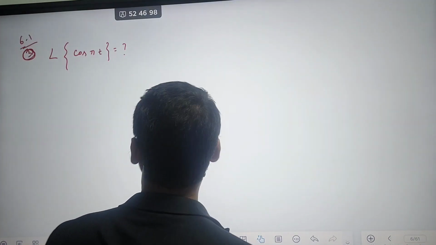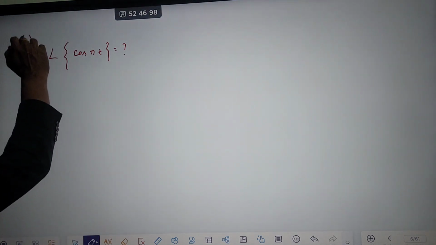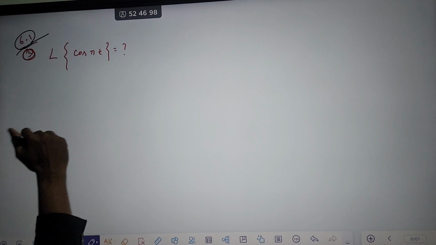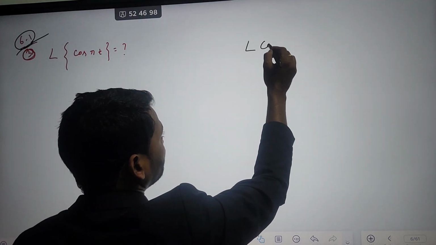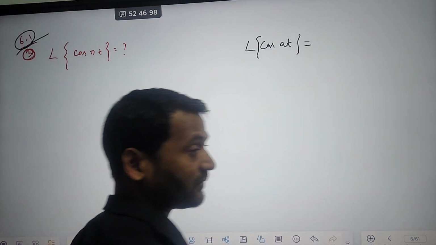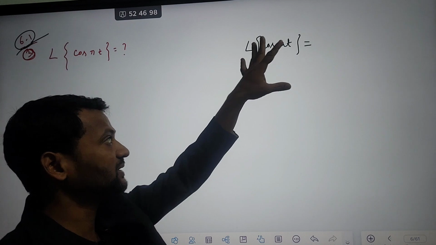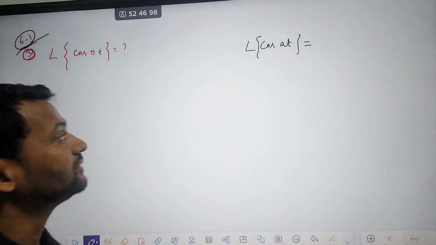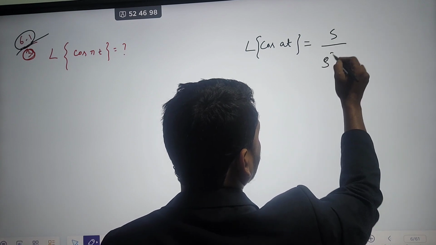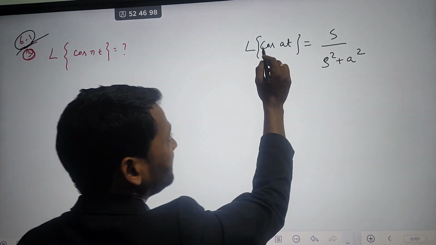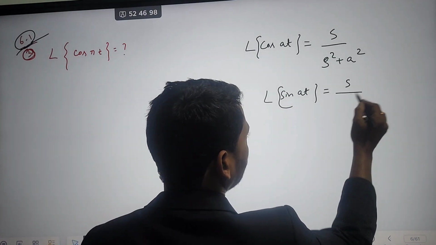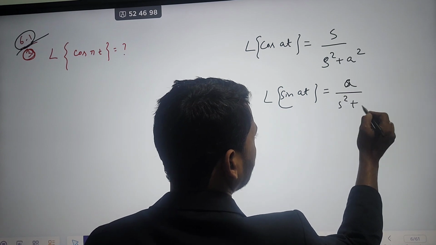Okay. Coming to the third question, exercise 6.1, question number 3: find Laplace of cos pi t. You know Laplace of cos at. What is that formula? In the first lecture I explained Laplace of cos function and Laplace of sin function. Laplace of cos at is s by s square plus a square. If it is sin, Laplace of sin at is a by s square plus a square.